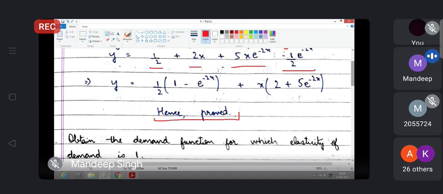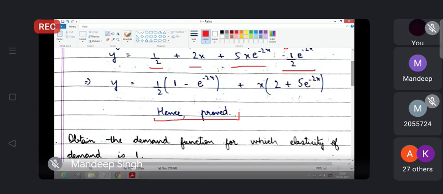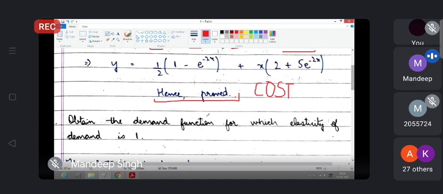Yes, please note down question number 3. The second question was related to the theory of cost. Okay. Question number 3 is related to demand.